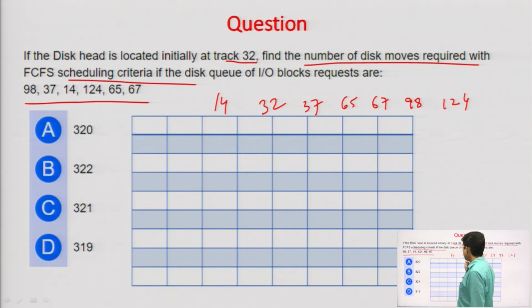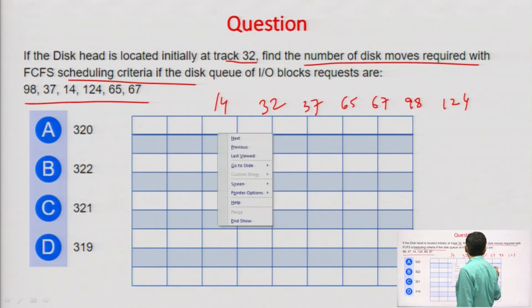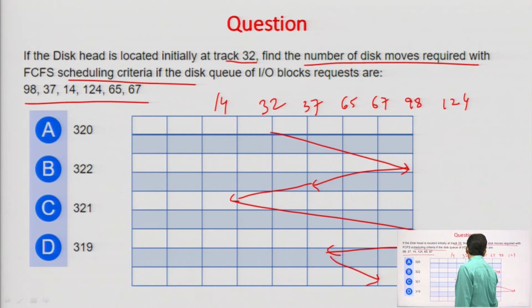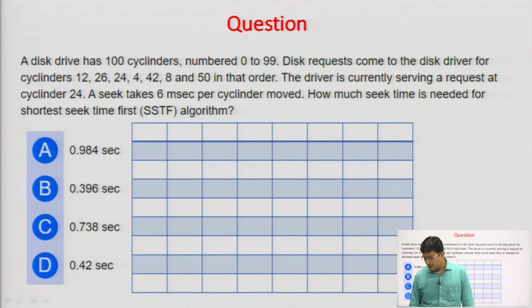So, from 32 I will first go to 98, and then from 98 I will go to 37. From 37 I will go to 14. From 14 I will go to 124. From 124 I will go to 65, and then I will go to 67. So, this will be the order, and you can simply sum this and find out the answer. Let us take another one.